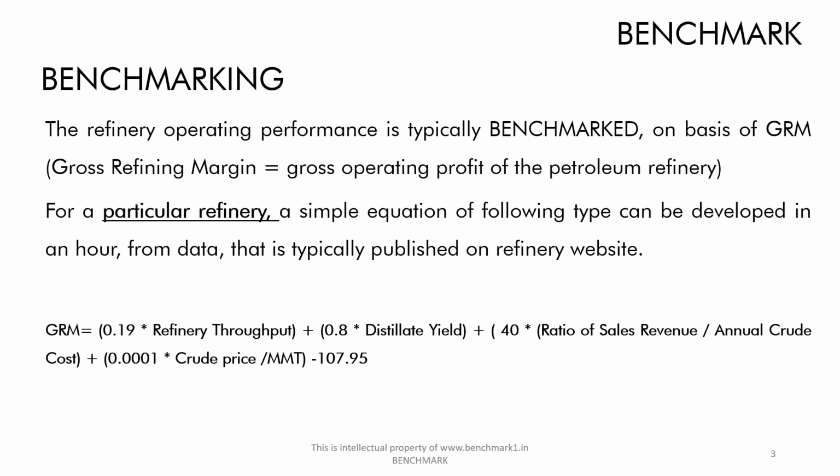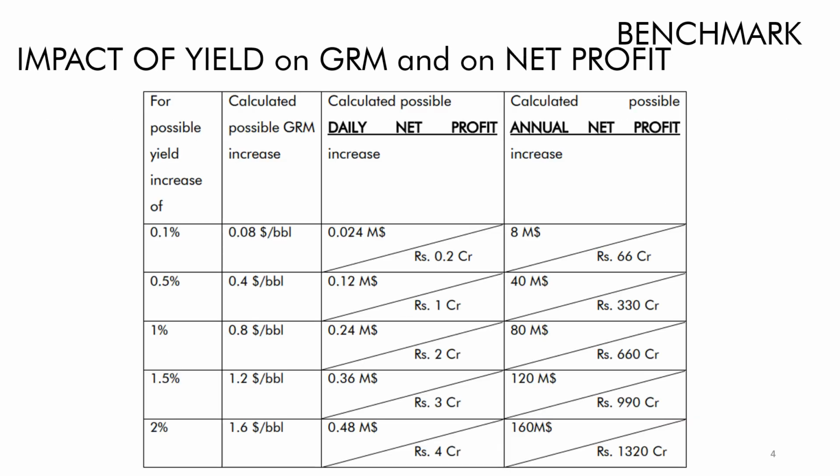So it can be shown that the operating performance of the petroleum refinery, which is typically GRM, is a simple function of 4 parameters. The equation is on the slide, which is a simple linear equation with refinery throughput, distillate yield, and a ratio of sales revenue versus annual crude cost, and of course the crude price. It can also be noticed that the throughput and yield have a lot of impact on the GRM.